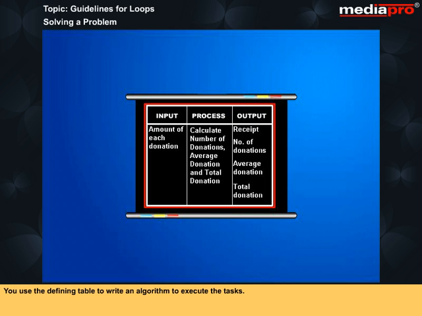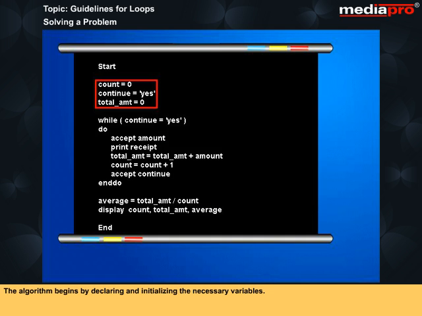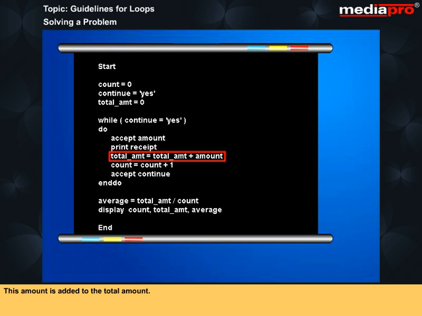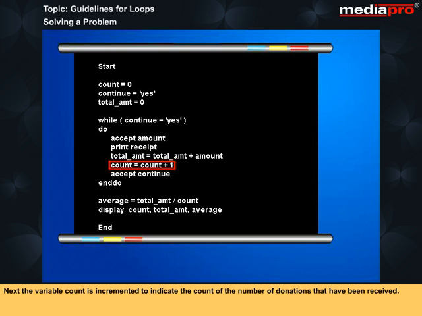You use the defining table to write an algorithm to execute the task. The algorithm begins by declaring and initializing the necessary variables. Within the loop, the user is prompted for the donation amount. A receipt is then printed for that amount. This amount is added to the total amount. Next, the variable count is incremented to indicate the number of donations that have been received.